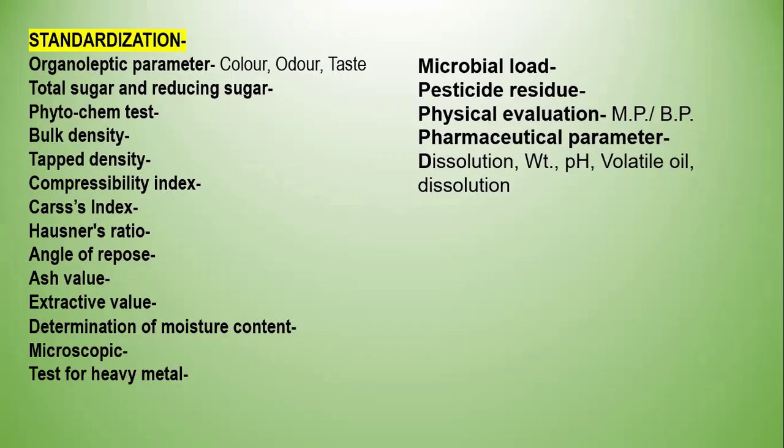Then bulk density, tap density, compressibility index, Carr's index, Hausner's ratio, angle of repose, extractive value, moisture content, and microscopic evaluation. Then tests for heavy metals, microbial load, meaning how many microorganisms are present, and pesticide residue, meaning how much pesticide should be present in that particular formulation.